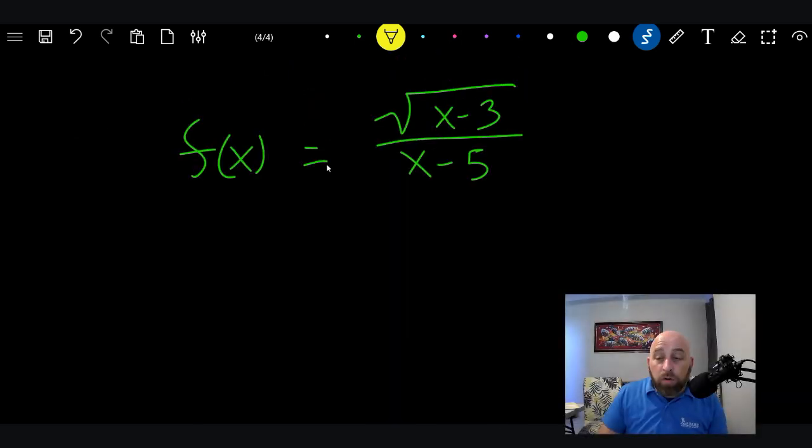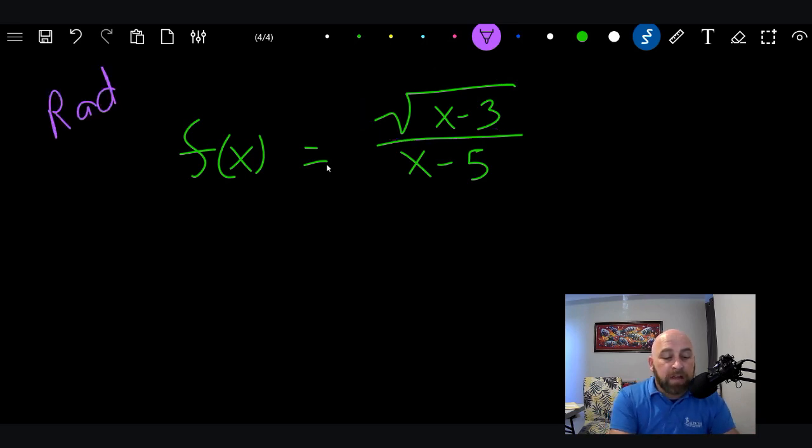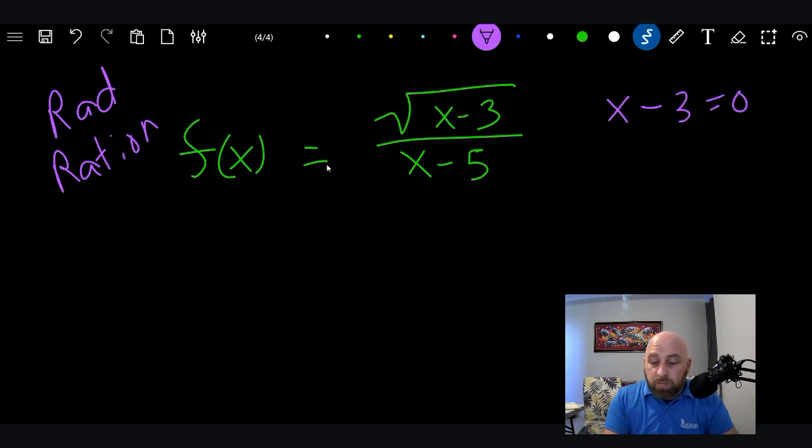Let me show you one more. This one's a little bit interesting because this one's kind of got a little bit of a double going on. Notice up here in the numerator we have a radical. Notice down here in the denominator that we have a rational, because we have a denominator. So there's two things going on. So what you need to do is you need to solve both of them. So how do you solve the radical? Set it equal to 0. x minus 3 equals 0. Move 3 to the other side, plus 3, and we get that x cannot equal 3.